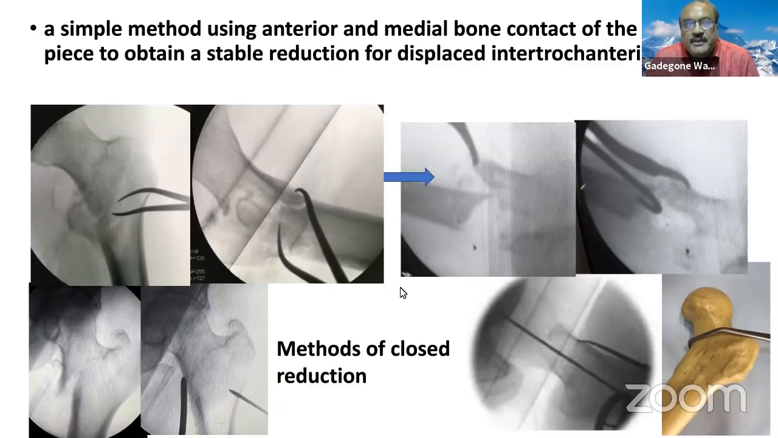Because the most important part is the anteromedial part, which is the only part which has very intact, strong bone, so that we have to assess. You just cannot assess by a posterior wall.